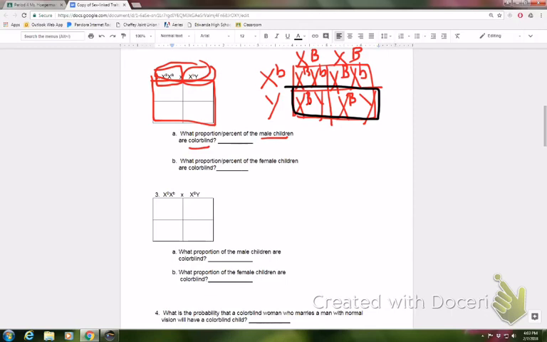So that's essentially how the worksheet goes. There's a bunch of problems for you to practice. Just follow the directions on them. And like I said before, if you need any more help, please watch the Amoeba Sisters video.